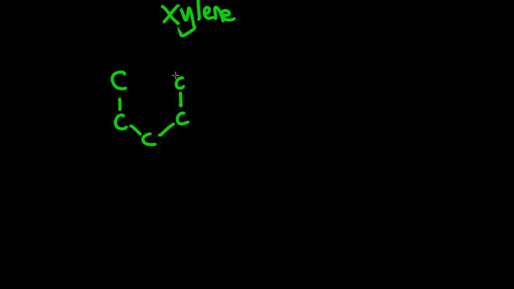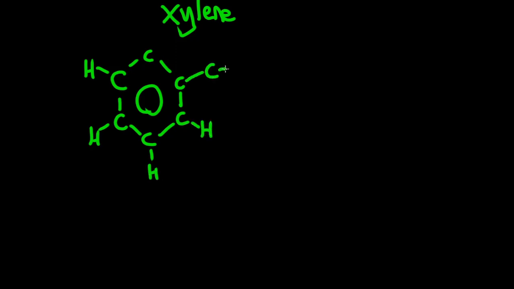Xylene is going to be our next molecule we're going to talk about. And it is going to be a benzene ring with 2 different methyl groups in place of 2 of the hydrogens. Okay. So we'll do good old benzene with my resonance ring there. Put some hydrogens. And we'll do some methyl groups.